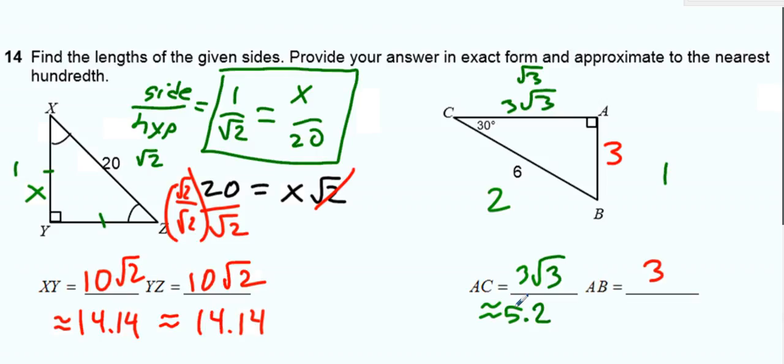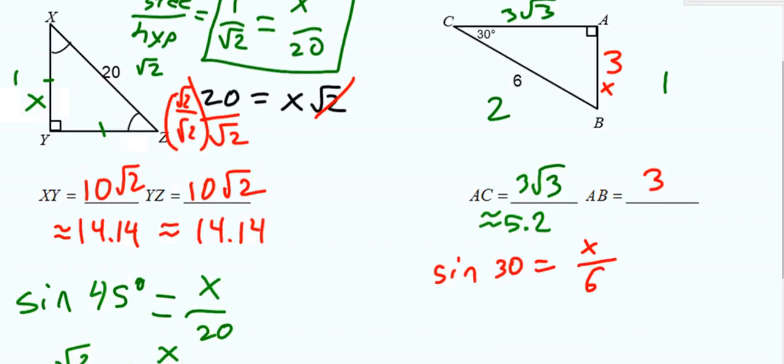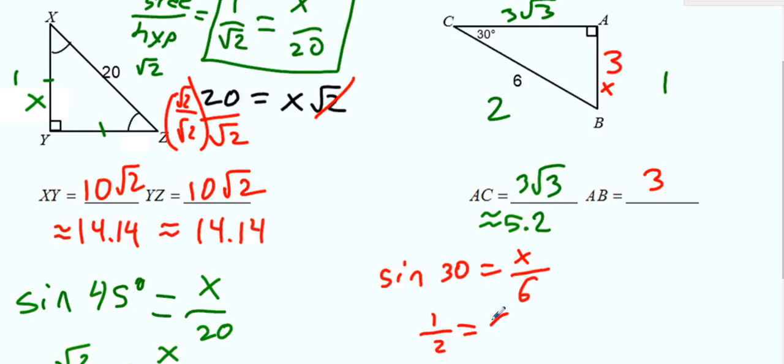Now, if you didn't remember the 30, 60, 90 shortcut, you would have to do it using sines and cosines. So to get this side, you would have sine of 30 equals AB, call it x, over the hypotenuse, which is 6. Then you would replace sine of 30 with 1/2, and then cross multiply. You can see you'd still get 3.